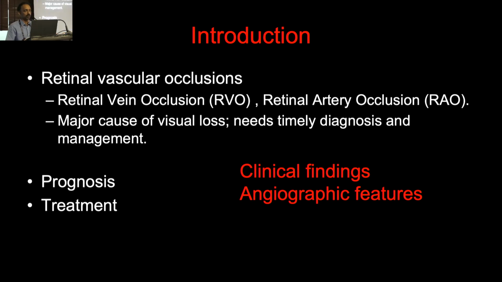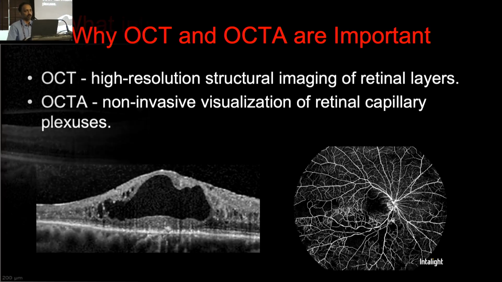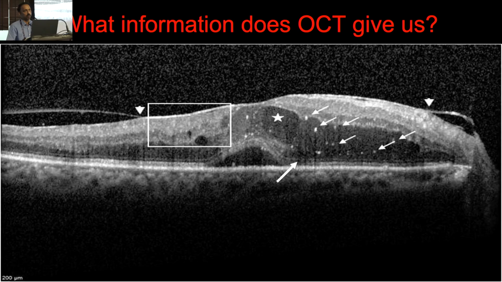Now we all know that retinal vascular occlusions are major causes of visual loss, and they require timely diagnosis and management. Until recently, clinical findings and angiographic features were used to prognosticate and treat these patients. Now, the advent of OCT and OCT angiography is revolutionary in the way we manage these diseases presently. What information do you look at?